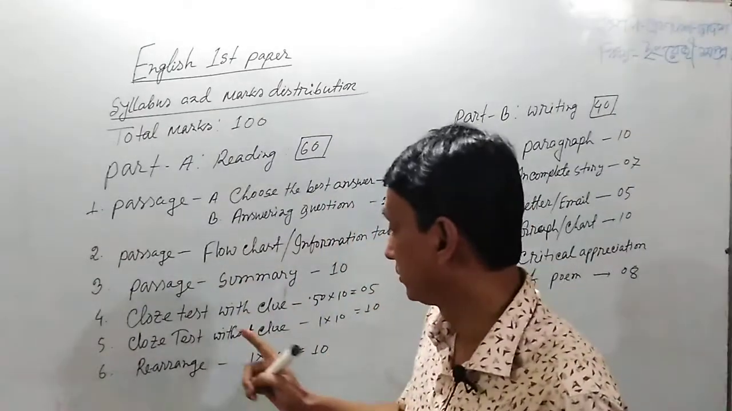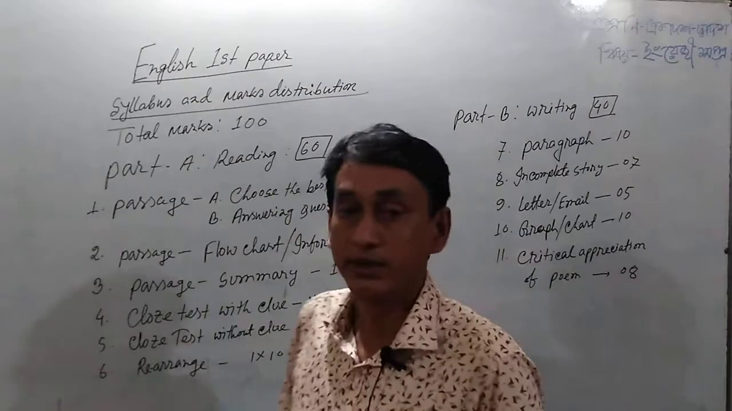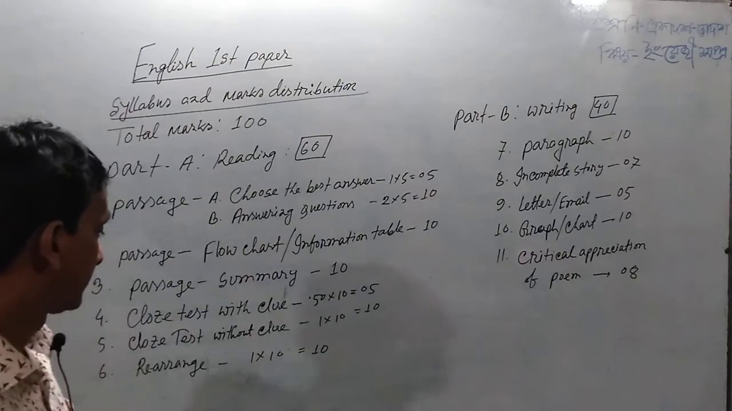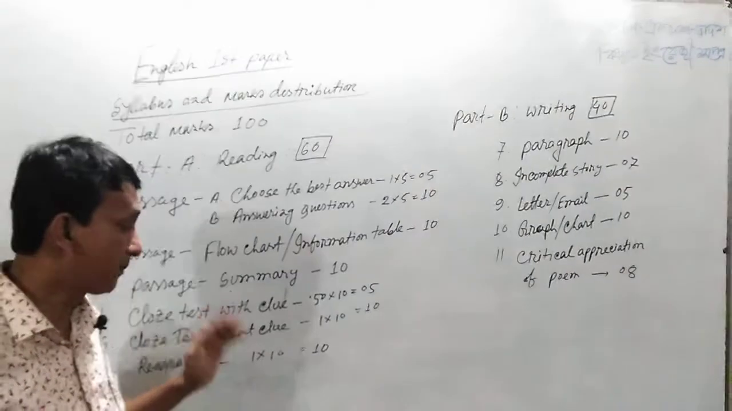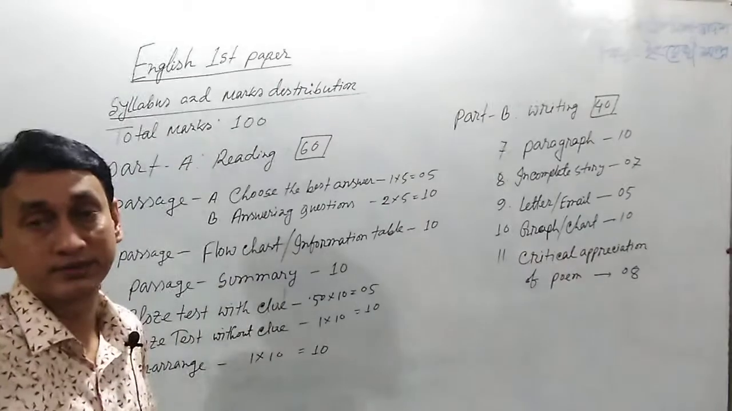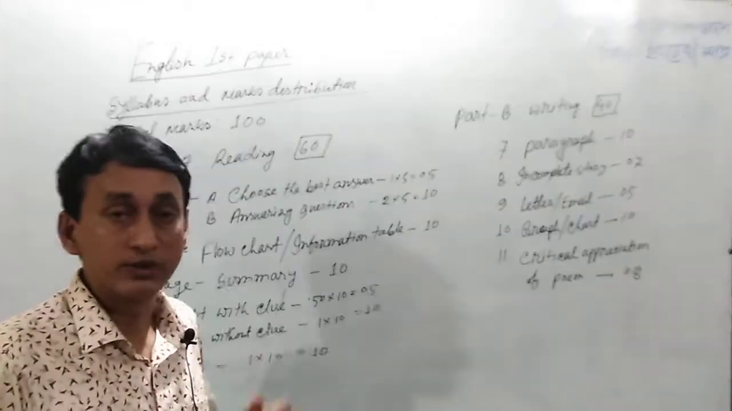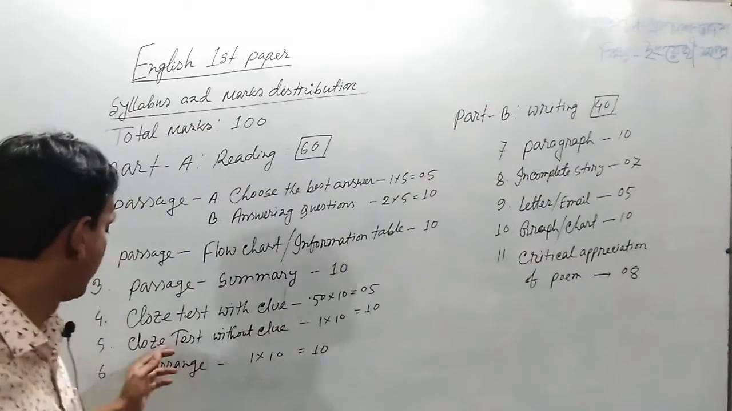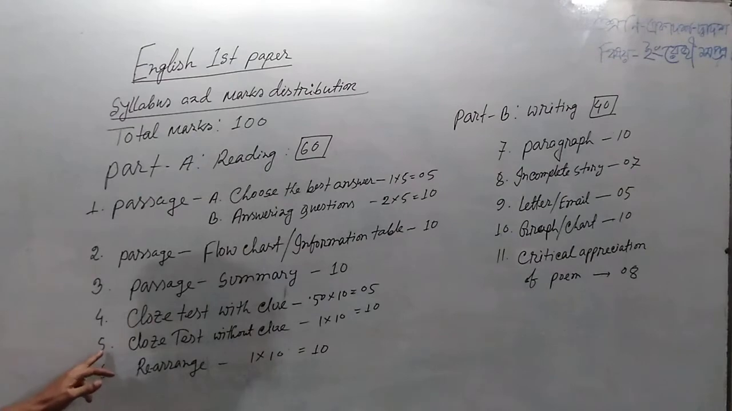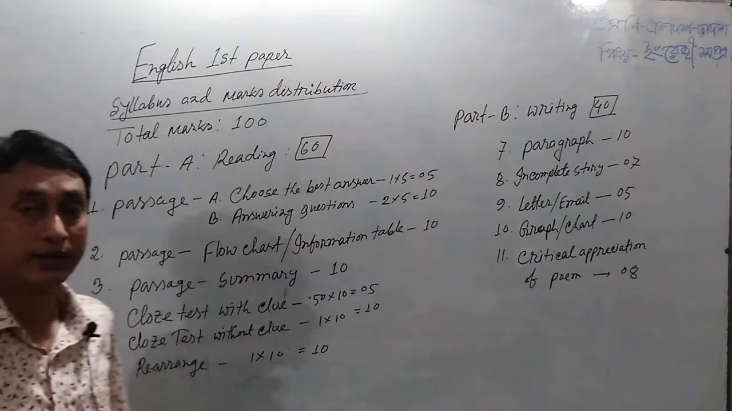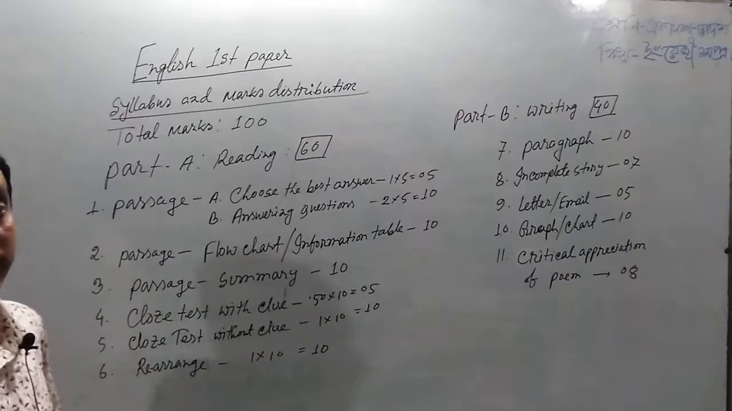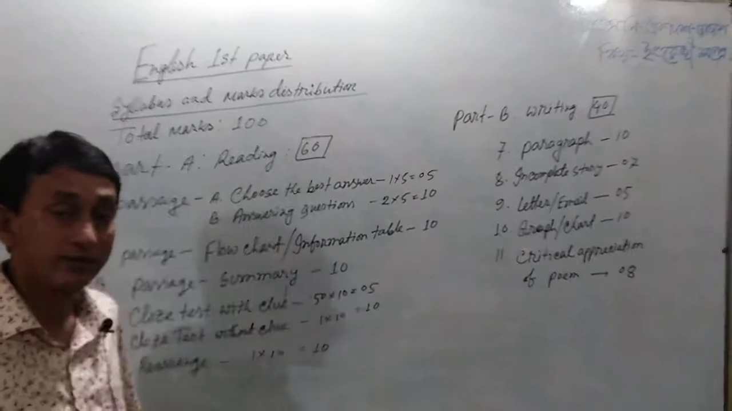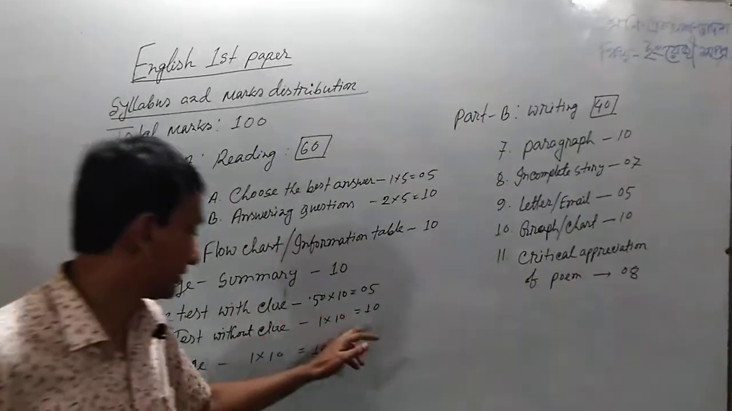Question number 4, cloze test with clues. There will be 10 words in the box, and there will be a contextual passage, and there will be 10 blanks, and you have to fill up the blanks with the help of the words taken from the box. Then question number 5, cloze test without clues. For this question, there will be another textual passage, and there will be 10 blanks, and each blank carries 1 mark, in total 10 marks.